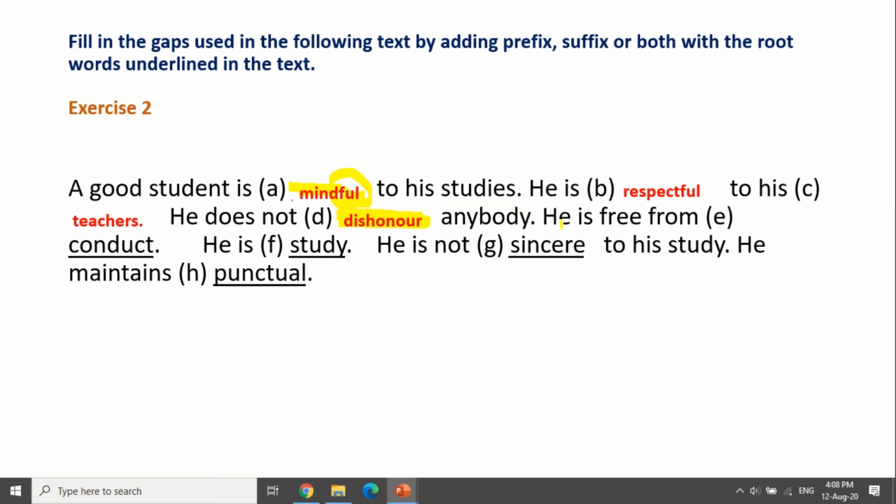The next sentence is, he is free from conduct. So conduct means good behaviors, good manners. He is free from good manners.